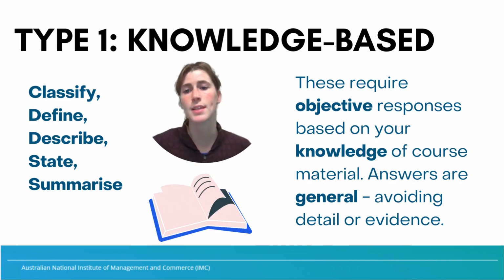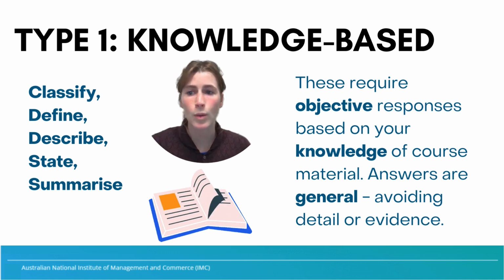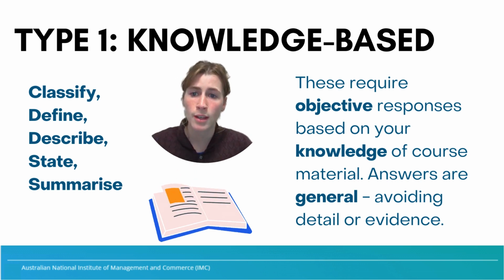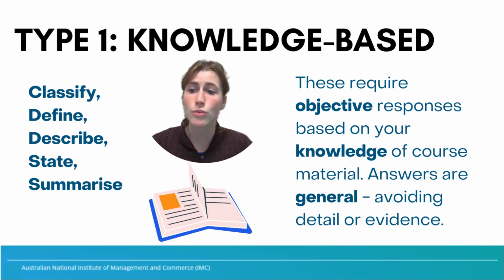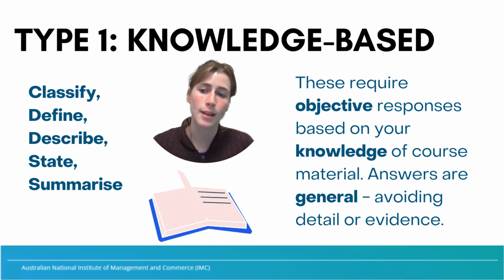First, we have the simplest category, Type 1, knowledge-based answers. When you get a knowledge-based question, your answer needs to be knowledge-based. What does that mean? Well, with these questions, your lecturer is only looking to see that you've remembered course content. This is an opportunity to clearly show the objective facts that you've learned in that subject. Here, you don't need to give detail or evidence, and you don't need to provide an opinion.